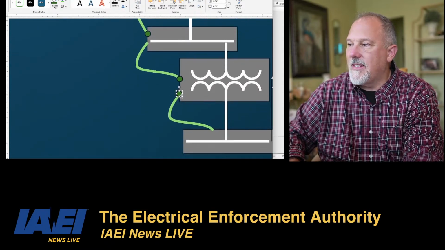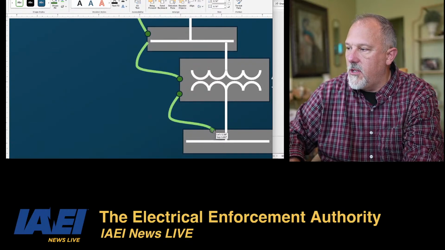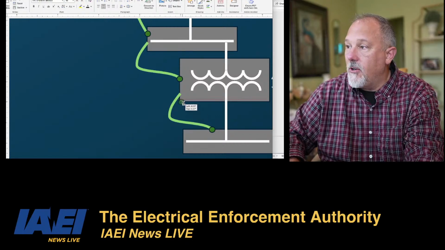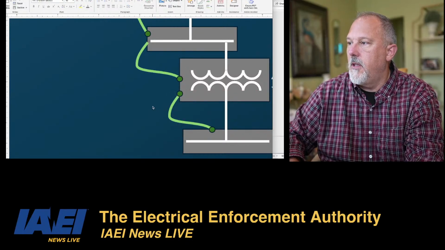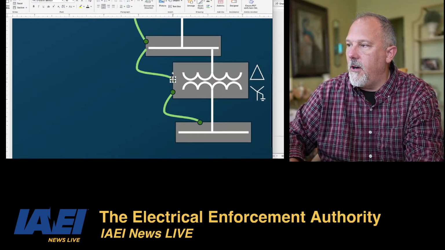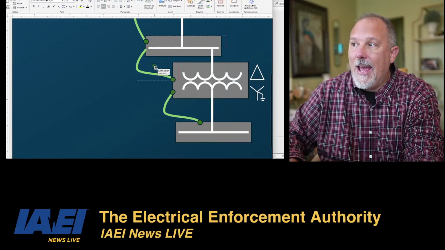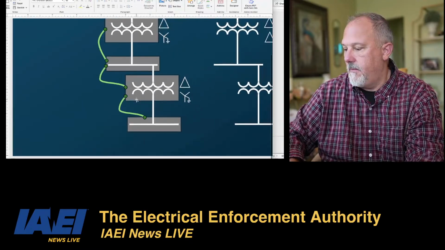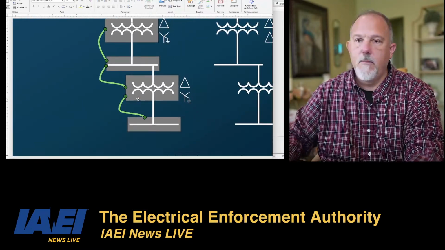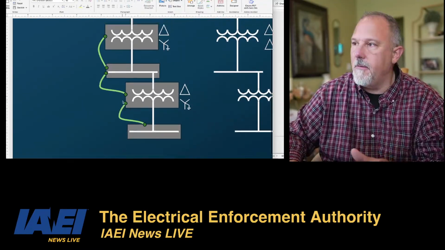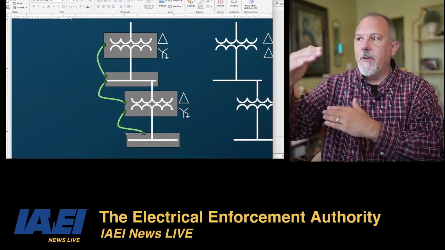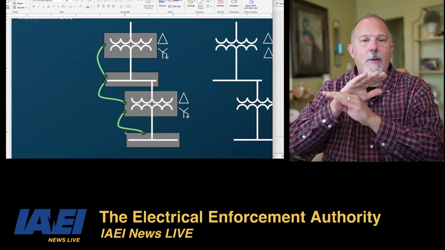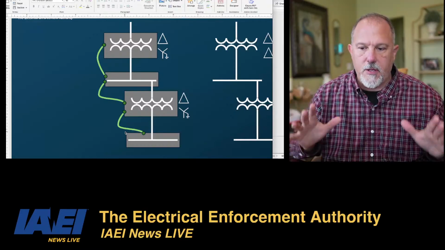And whether it is a separately derived system or it's not a separately derived system, I don't care, because all of our equipment has to be bonded together. Make sense? So all of our equipment is bonded together, and whether it's a separately derived system or not, that bonding will happen, and that will not impact whether or not it's a separately derived system.